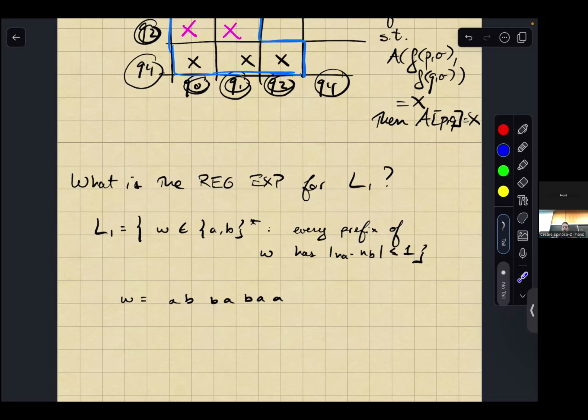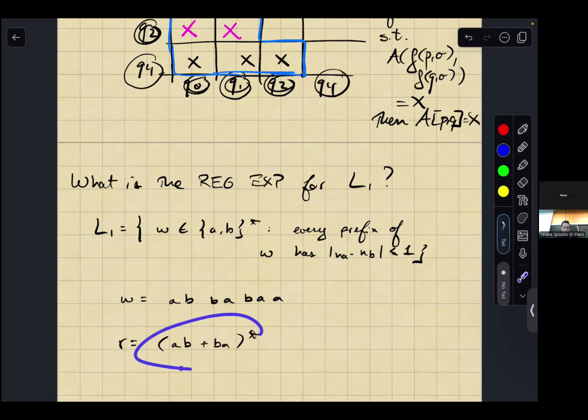So it looks like, if I only think of the string in terms of pairs, the only pairs I can have are AB or BA, right? So that's a good start. That tells me that the first part of the regular expression should be either AB or BA, any number of times.